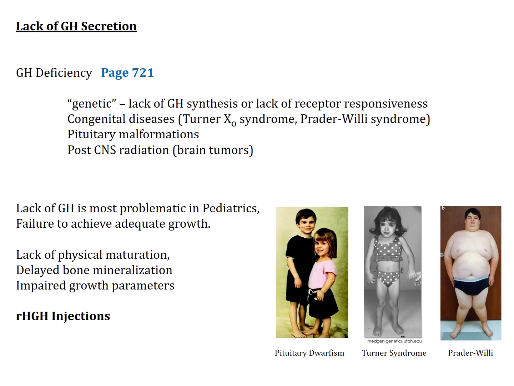Well, fortunately, we have what's called recombinant human growth hormone, meaning that we can synthesize human growth hormone, and then we can inject it into such individuals so they have a chance of physical growth and physical maturation. When we get into diabetes and talk about insulin, we'll talk more about what it means to be a recombinant human hormone, okay? Right now, I'll just introduce this concept.